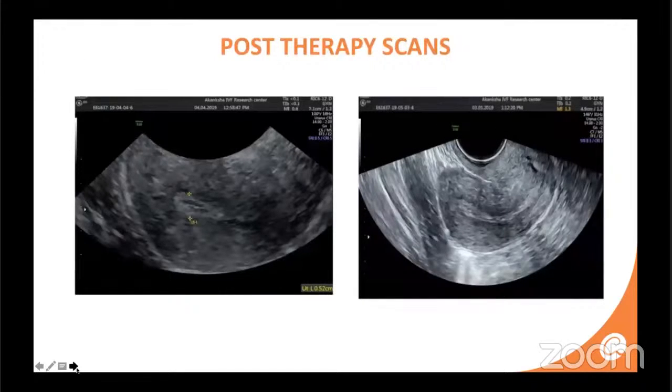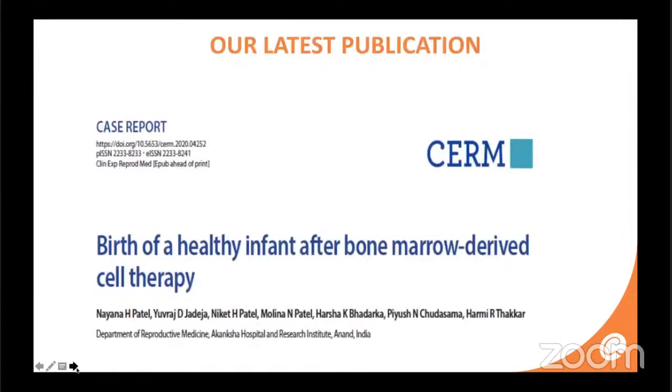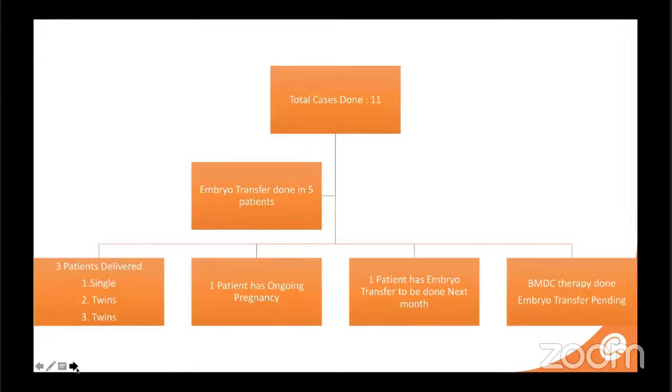So these are the pictures, you can see how wonderfully the lining has developed after the therapy of the stem cells being injected into the uterine artery spiral arterioles. And this is the baby that was delivered. And this is one of our latest publications in SERMS where we had published this report.